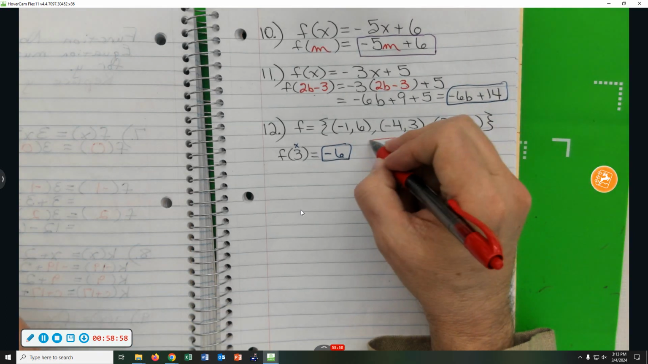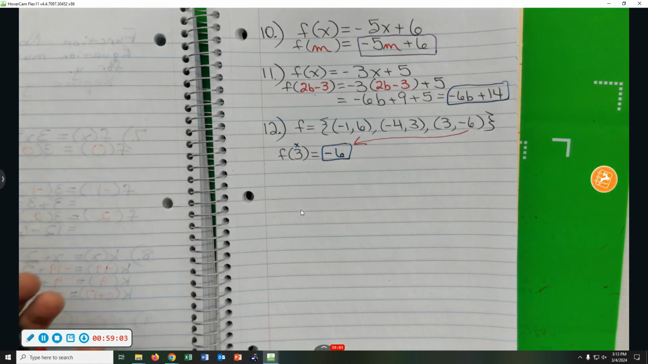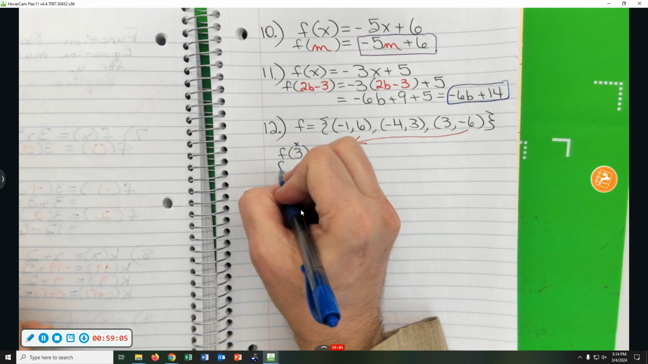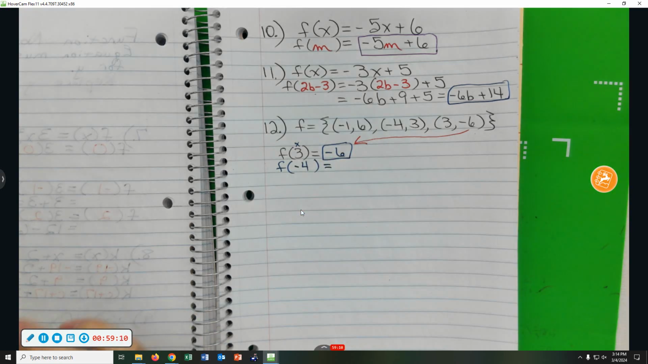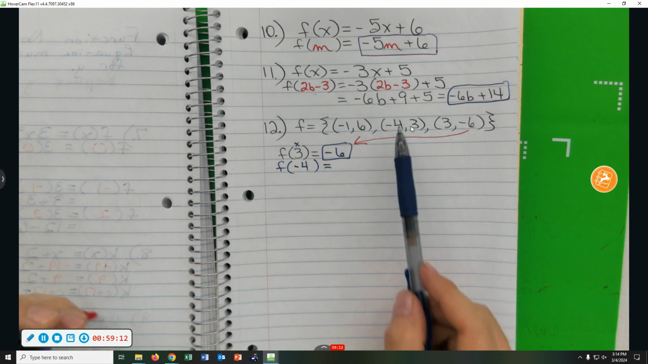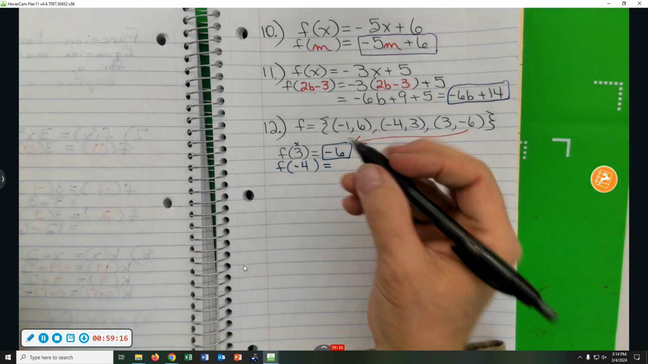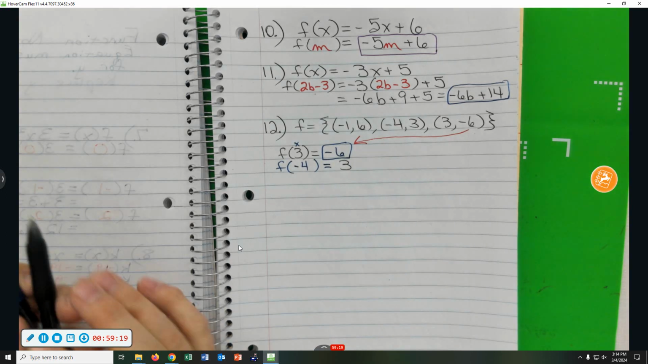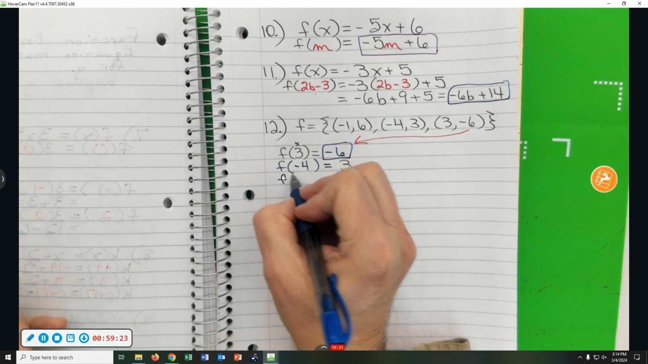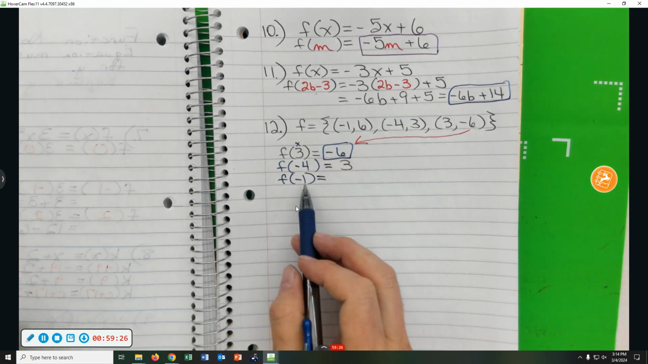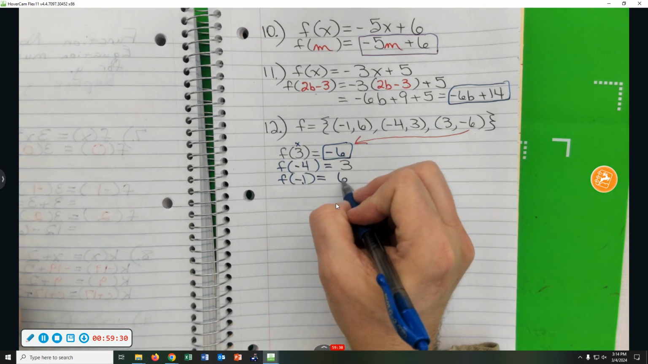Is there another part to that? No, but pretend that there's a part f of negative 4. Okay, what about this? f of negative 4. When x is negative 4, the y value is 3. And let's pretend there's one more part. f of negative 1. When x is negative 1, the y value is 6. I agree.